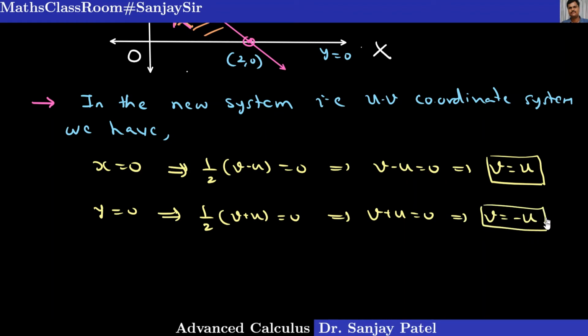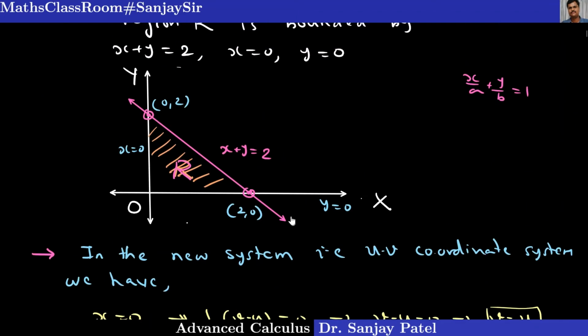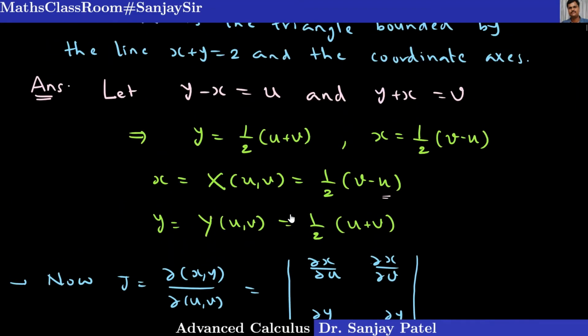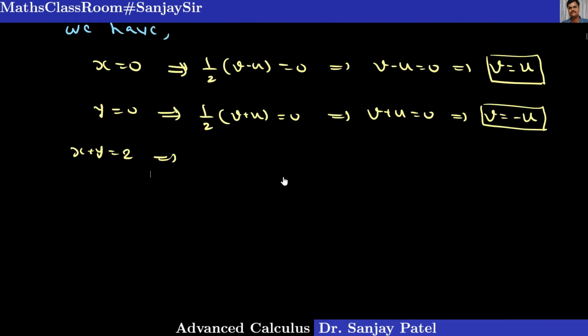So this is our second side. And the third side, that is x plus y is equal to 2. What is x plus y we have taken? We have taken x plus y equal to, I think, u or v. Yes, it is v. x plus y is equal to v. So I can replace this third side of the triangle by v is equal to 2. So these are the three boundaries or sides of the new region of integration.